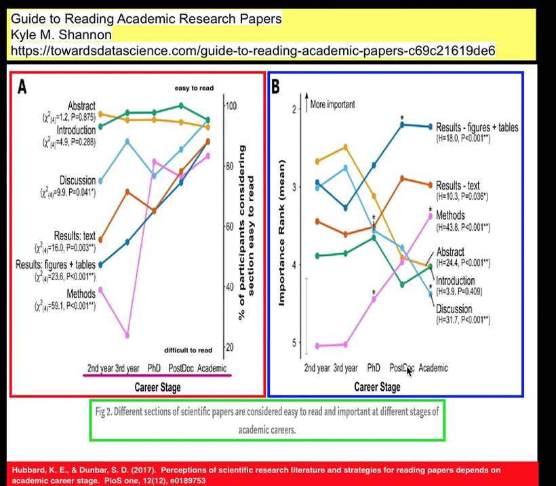So when people get to their postdoc and they become professors, the results section is important, very important. And also here. And the methods section becomes important. So these three tend to, as doctoral students move through their programs, tend to wind up becoming more important, and the abstract, the introduction, and discussion tend to be less important. So that's some of the conclusions that we can draw from that.